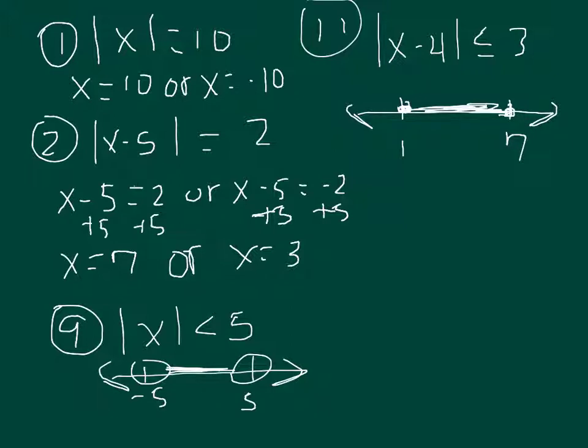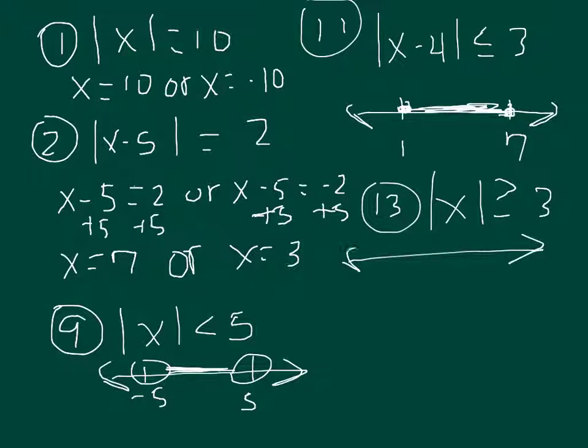And then if we look at greater than, number 13 says absolute value of x is greater than or equal to 3. Well, equal to 3 would be at 3 and negative 3, the 3 units from 0. And then greater than is going to be any numbers outside of 3 and negative 3. For example, if I took the absolute value of negative 4, that would be 4, which is greater than 3.